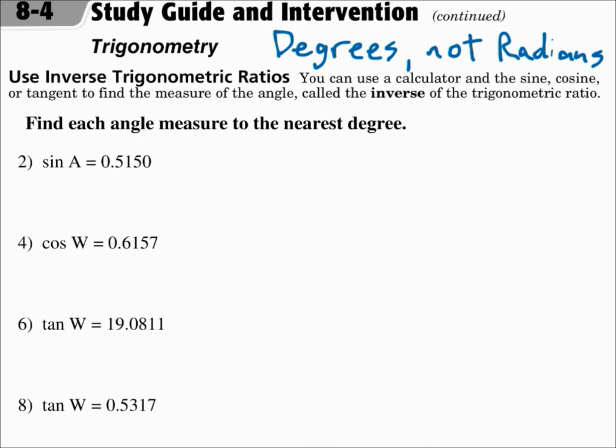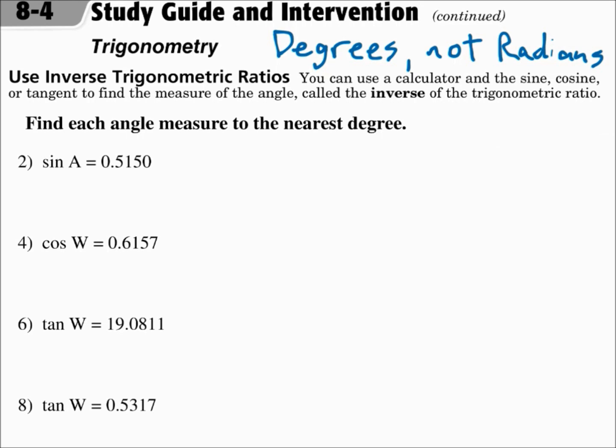Number 2. Sine of A equals 0.5150. Here we're looking for the angle measure, so our answer will be in degrees. I'm solving for the angle, which is A. With the A, I have sine. I want to get rid of sine, so A is by itself. So I have to do the opposite operation of sine.